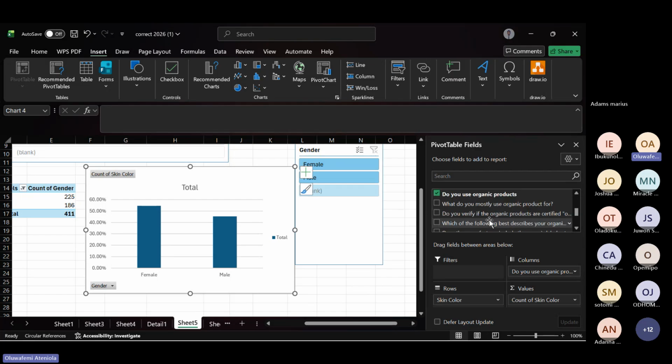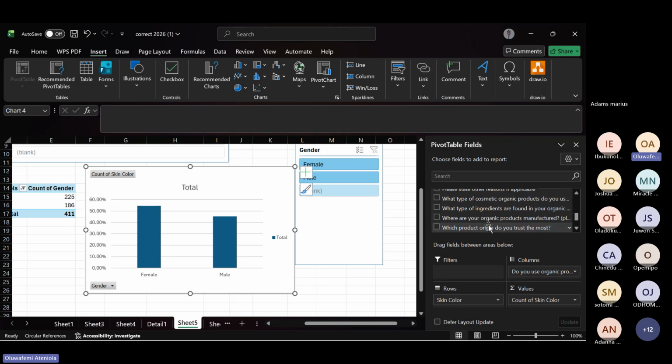Or let's look for a different question. Do you verify blah blah blah? What do you mostly use organic products for? I think that is a multi-choice. We need to clean that. Do you think organic products are relatively cheap? So let's bring this in.